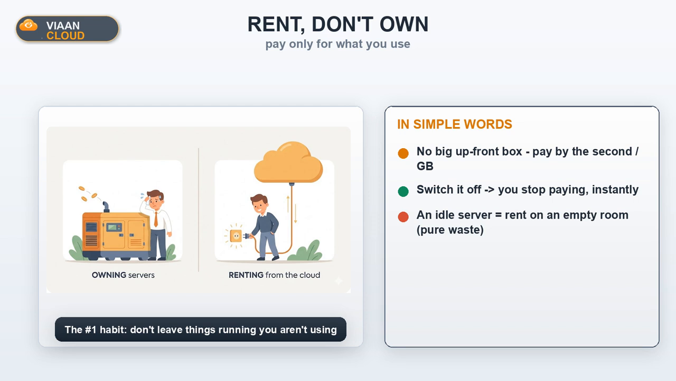You're paying rent on an empty room. And it means the number one cost optimization habit is simply this: don't leave things running that you're not using. Everything else we cover is just a sharper version of that one idea.